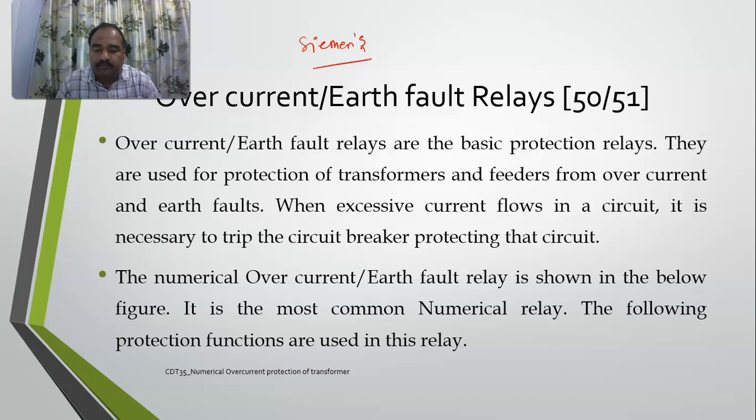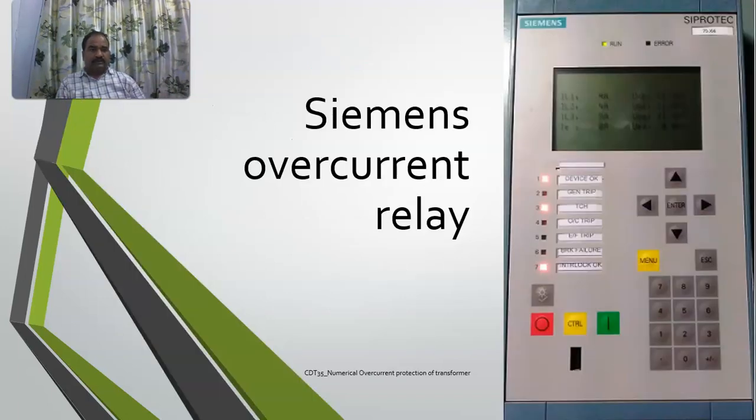As you all know, overcurrent relays or earth fault relays are the basic protection relays. They protect your transformers or other circuits against overcurrents or earth faults. When excessive current flows in the circuit, these overcurrent relays will issue the trip signal and the circuit breaker opens the circuit. So now I'll show you. This is developed by Siemens. This is an overcurrent relay.